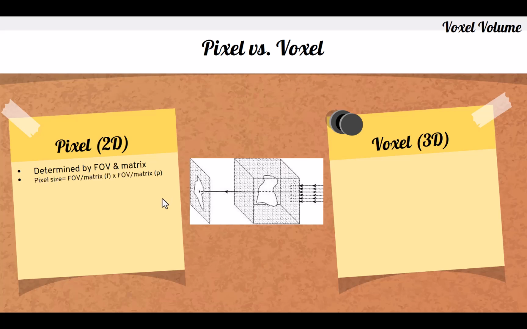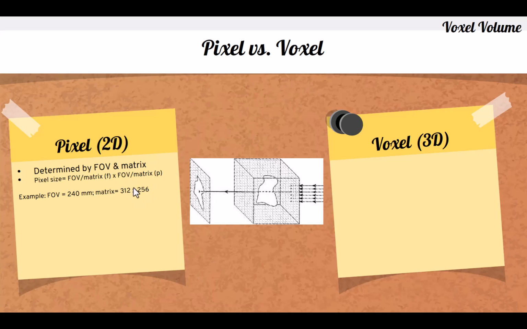The pixel size is calculated using this formula: field of view divided by the frequency matrix, or the number of columns, times field of view divided by the phase matrix, or the number of rows. So for example, if you have a field of view of 240 millimeters, and the matrix is 312 by 256.